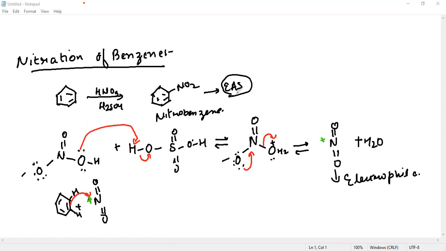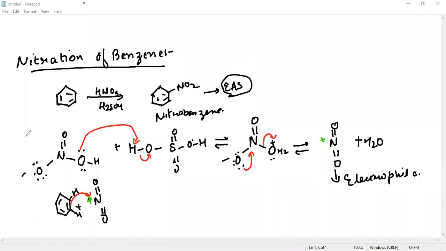And this is an example of electrophilic aromatic substitution, because what was present earlier was hydrogen. It has gone ahead and replaced that hydrogen, substituting it with the NO2 group. So this is an electrophilic aromatic substitution. Electrophiles, you already know, are the entities that have positive charge on them, right?